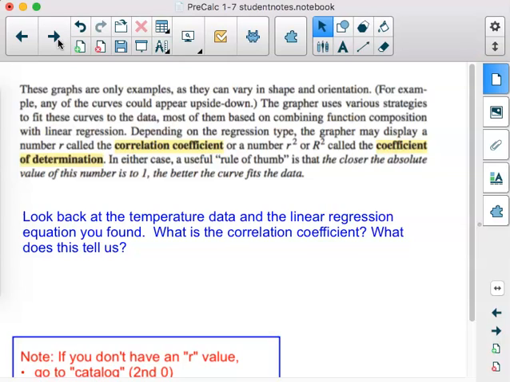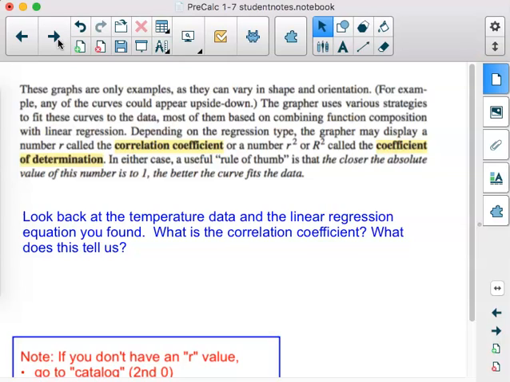Now, these graphs are only examples, as they can vary in shape and orientation. For example, any of the curves could appear upside down. The grapher uses various strategies to fit these curves to the data, most of them based on combining function composition with linear regression. Depending on the regression type, the grapher may display a number, lowercase r, called the correlation coefficient, or a number r squared, it could be capital R squared, called the coefficient of determination. In either case, a useful rule of thumb is that the closer the absolute value of this number is to 1, the better the curve fits the data.